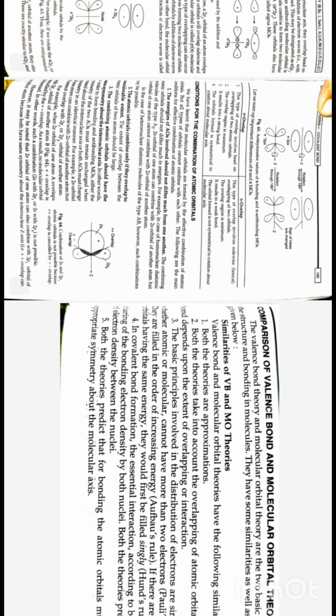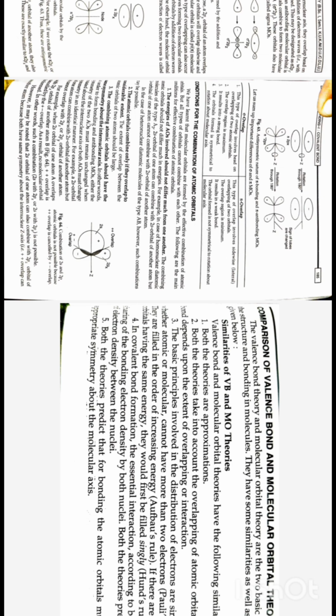For example, a 2s orbital of one atom can combine with 2s orbital of another atom, but it cannot overlap with 2px or 2py orbital of another atom. For example, when 2s orbital of one atom A overlaps with 2px orbital of another atom B, plus-plus overlap is cancelled by the plus-minus overlap. As a result, no molecular orbital is formed. In other words, such a combination is not possible.